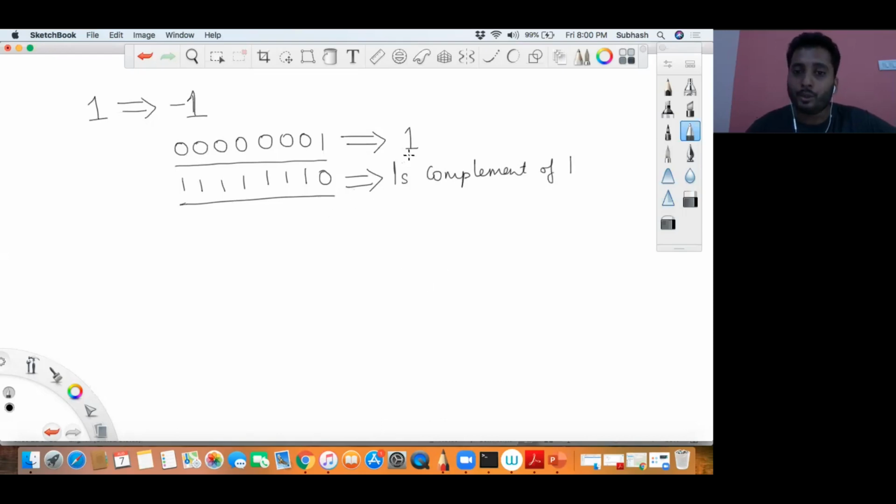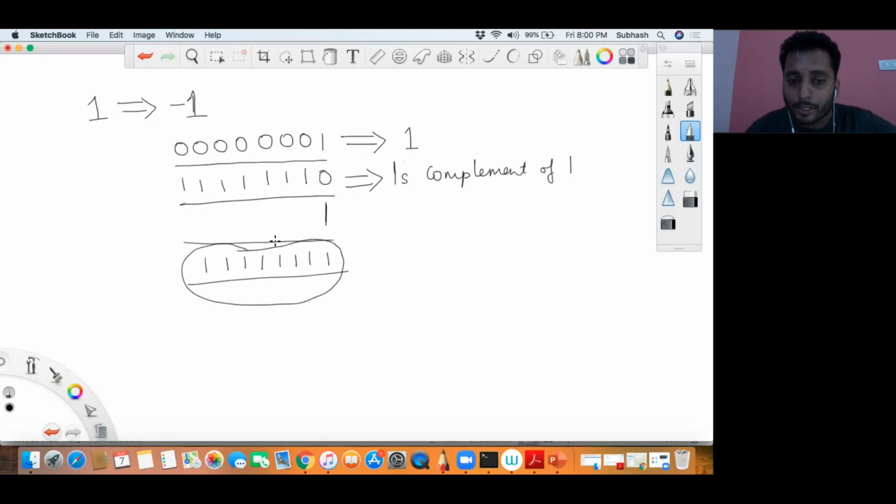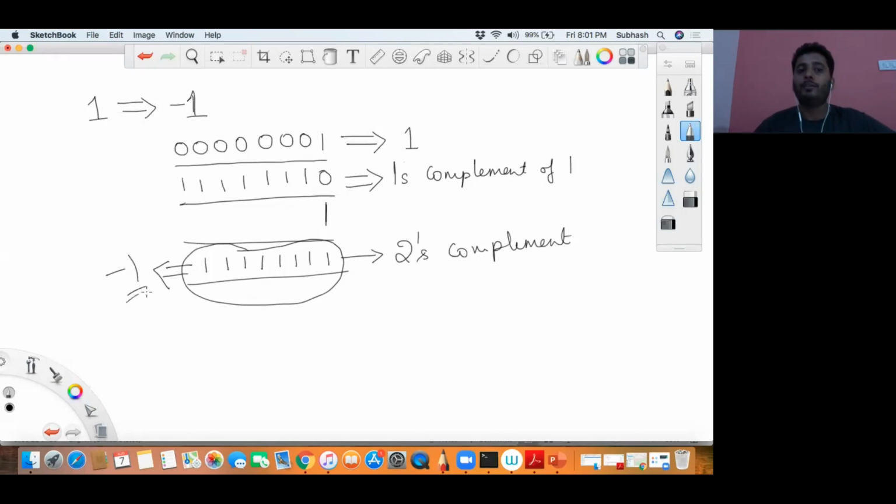Now I want to find the 2's complement so that I can represent -1. How do I find the 2's complement? Adding 1 to the 1's complement will result in the 2's complement. So 0 plus 1 is 1, and the remaining 1s remain as they are. So 1 1 1 1 1 1 1 1 is called the 2's complement representation of 1. This is equal to -1 in binary format.